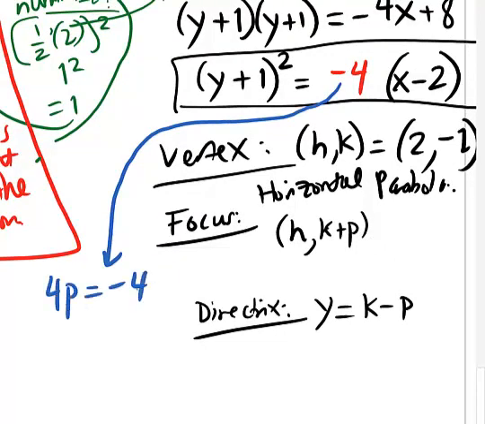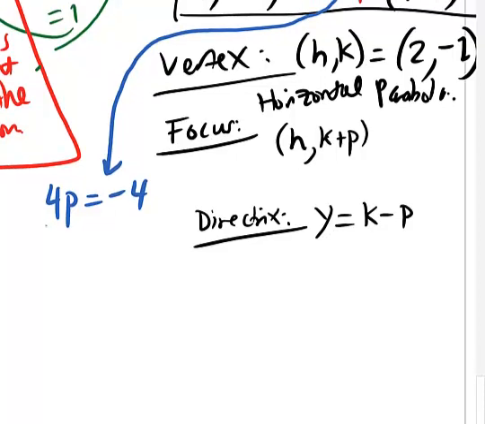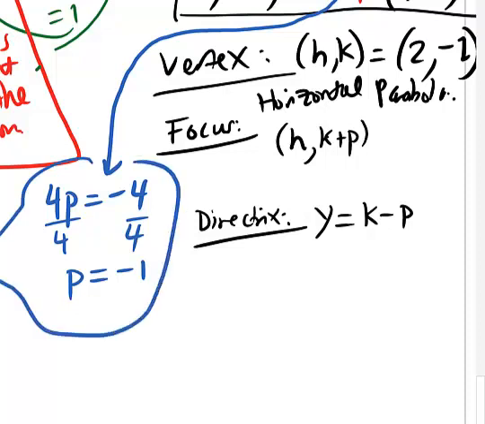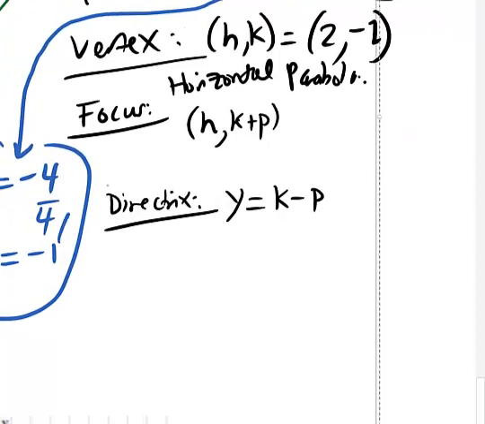So the coefficient of x is negative 4. I'm going to set it equal to 4p, and I'll solve by dividing by 4. It looks like p is negative 1. Okay, sounds good. So I'll put a negative 1 for that p, and for this p.